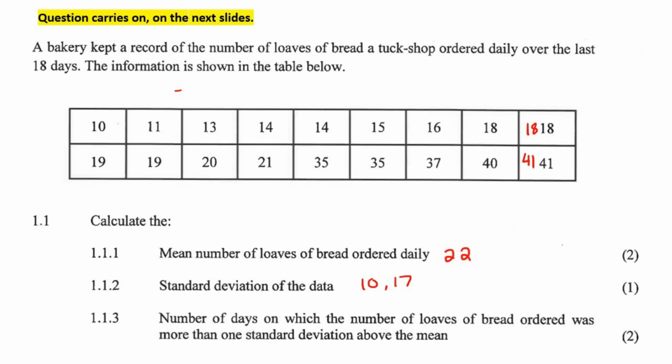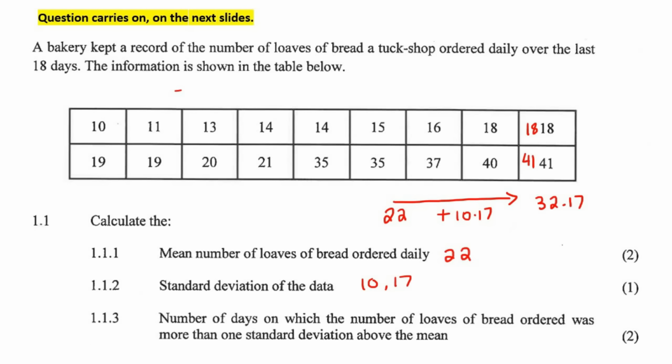Then it says the number of days in which the number of loaves was more than 1 standard deviation above the mean. Okay, so if the mean is 22, then they said 1 unit more, so that would take us to, so I'm adding on 10.17 because that's 1 standard deviation. That's how big 1 standard deviation is, and that would be 32.17, right?